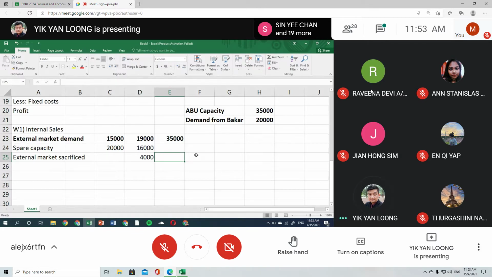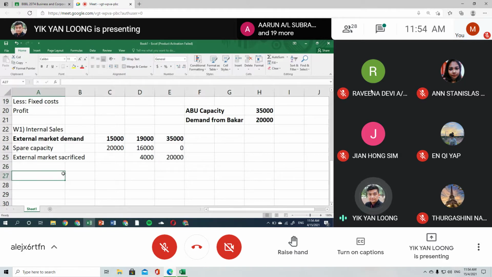Okay. Now, for this, 35,000. How much spare capacity do you think Abu has? Capacity is 35,000, external demand is 35,000. This will be zero. There will be no spare capacity that Abu has to produce for Baka. So in order to produce for Baka, you have to sacrifice 20,000.